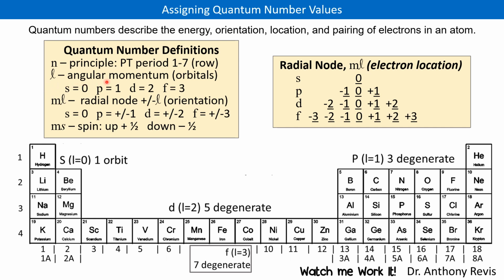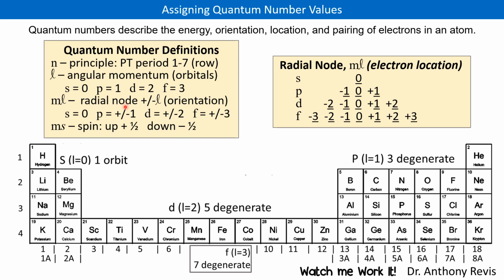L is the angular momentum, or basically it's the orbitals. It really describes whether it's an S, a P, a D, or an F orbital, where an S is 0, P has a value of 1, D has a value of 2, and F has a value of 3.